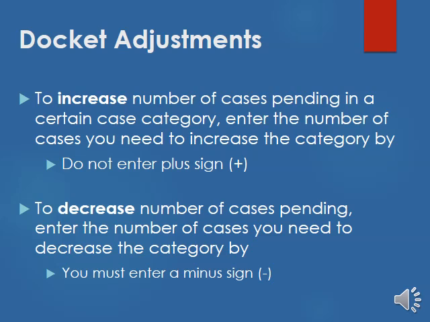To make the docket adjustments, there are simple rules to follow. To increase the number of pending cases, simply enter that number you wish to increase the category by. Do not use the plus sign. And to decrease the number of pending cases, use the minus sign and enter the number you wish to decrease the category by.